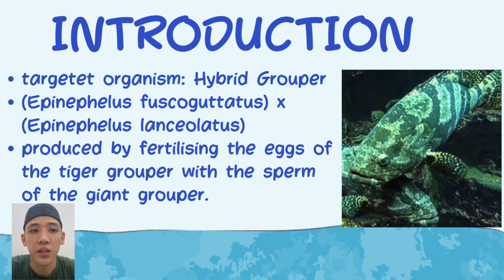So this is the introduction. The target organism is a hybrid grouper, whose parents are Epinephelus fuscoguttatus and Epinephelus lanceolatus, and it is produced by fertilizing the eggs of the tiger grouper with the sperm of the giant grouper.